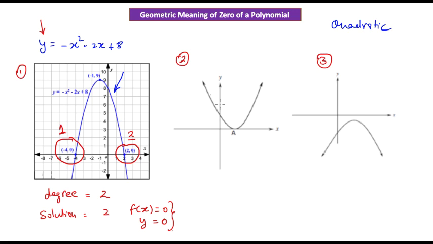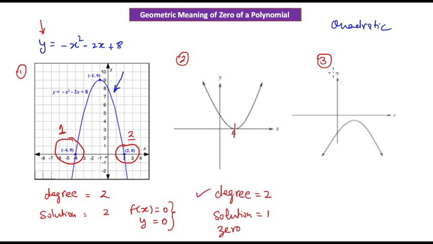In this case, this is also a parabola, right? And you see that it is intersecting with the x-axis at only one location. So the degree of this polynomial is still 2, but you have only one solution, or only 1 zero in this case, right?